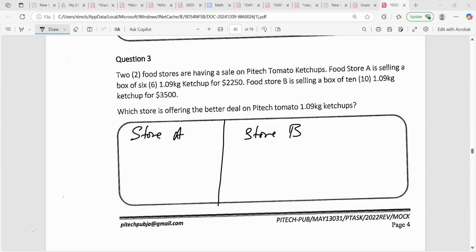Somebody asked if I can explain. All right, let me do it quickly, guys. It says two food stores are having a sale on high-tech tomato ketchups. Food store A is selling a box of six 1.09 kilogram ketchup for 2,250, while store B is selling a box of 10 1.09 kilogram ketchup for 3,500. Which store offer the better deal? Somebody said they don't understand.